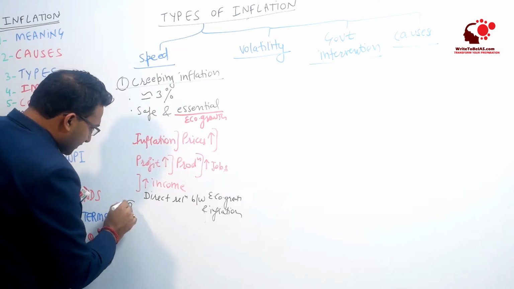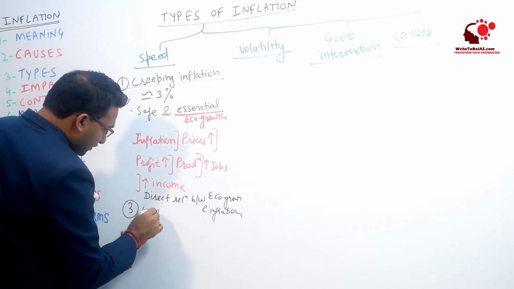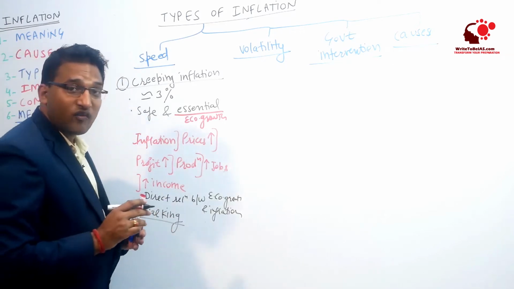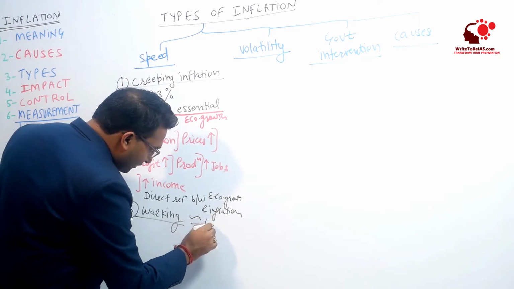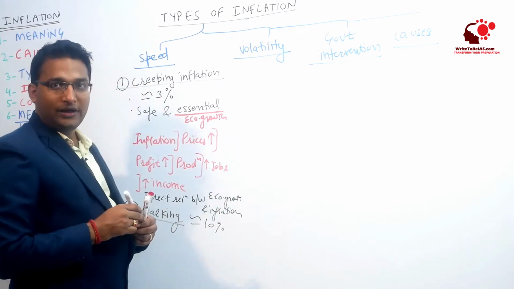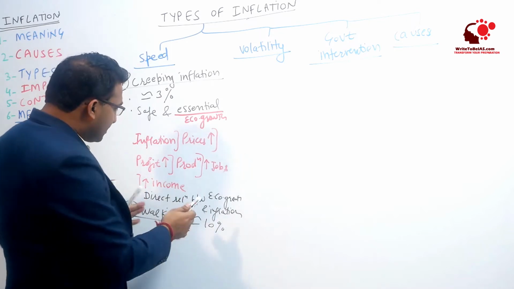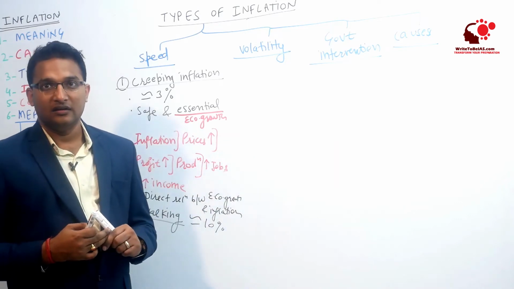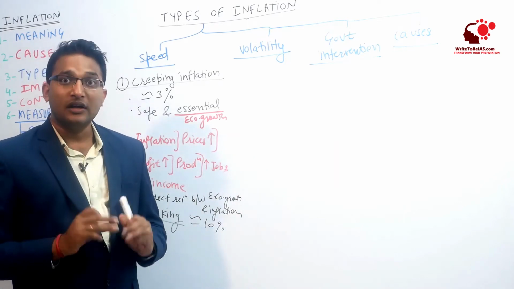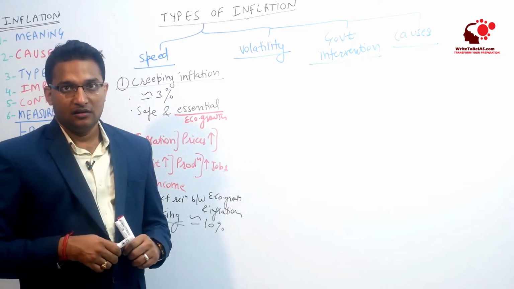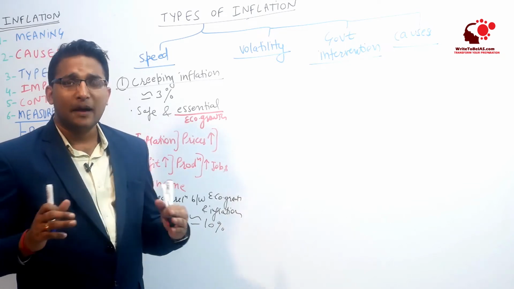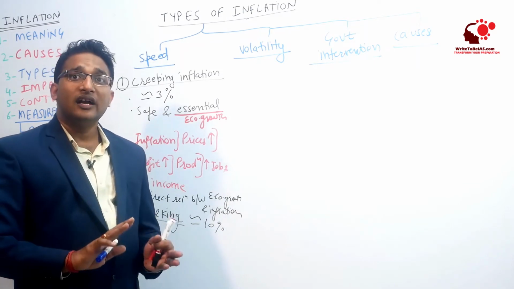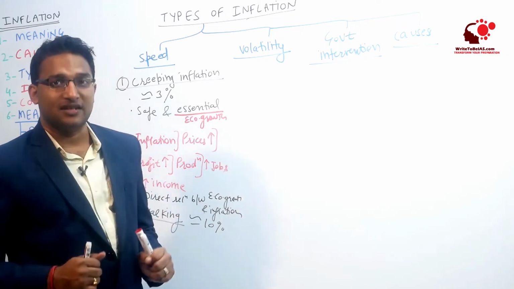The second category is walking inflation. After creeping, there is walking inflation. Walking inflation is when the inflation is approximately 10% year on year, right? Is this safe? It is not safe. It is a signal that there is a dangerous zone. It is a kind of warning signal. In India, this has happened many times. When this happens, the government and the Reserve Bank of India take suitable administrative and monetary policy measures.